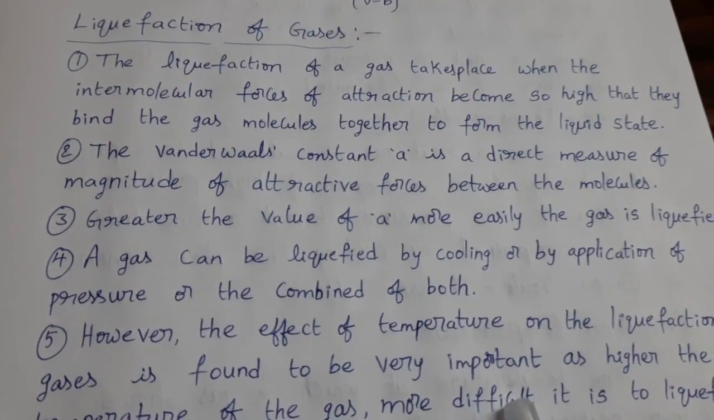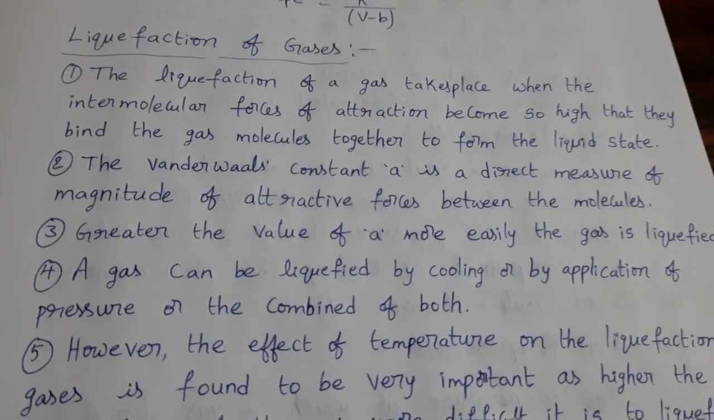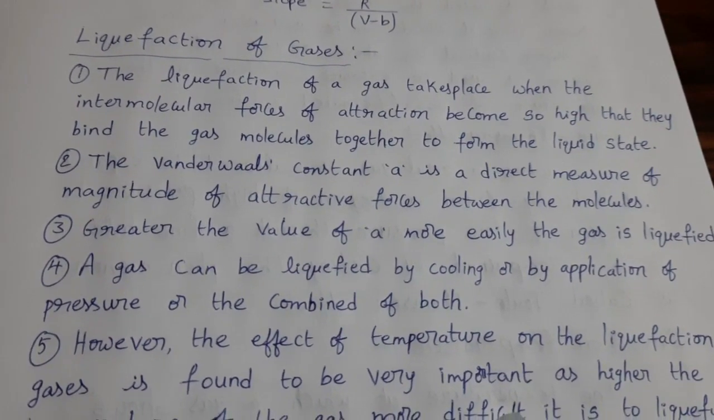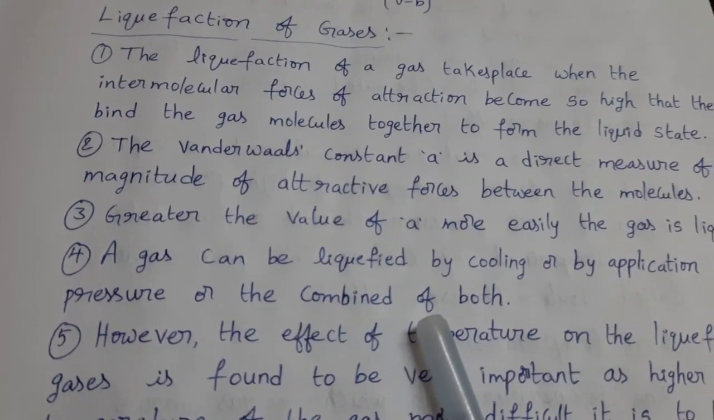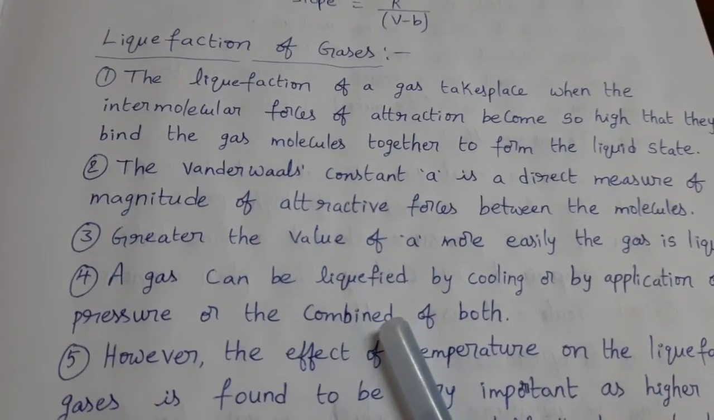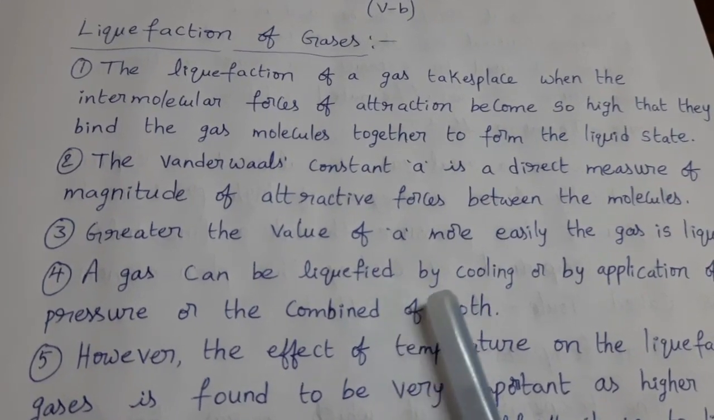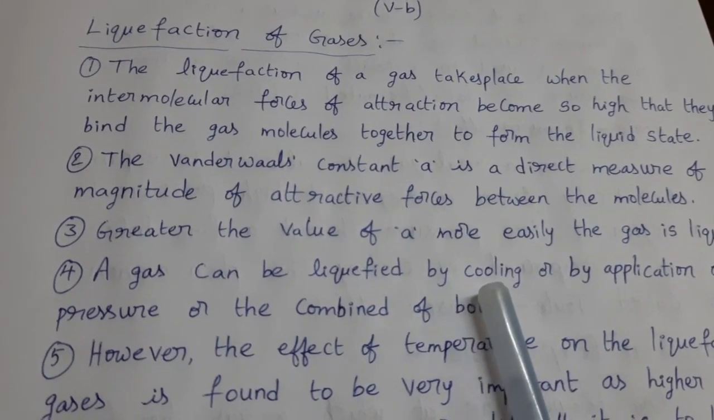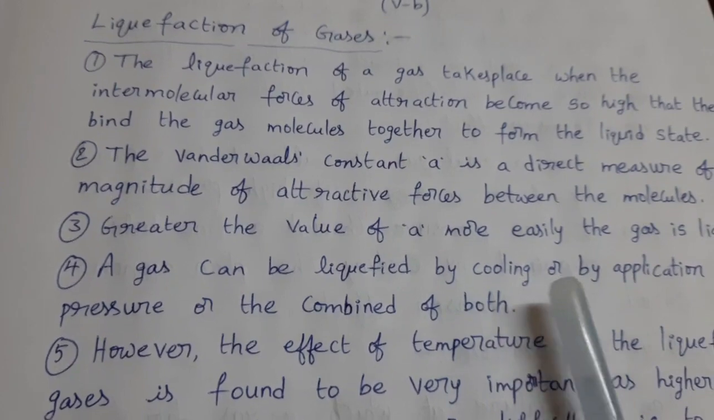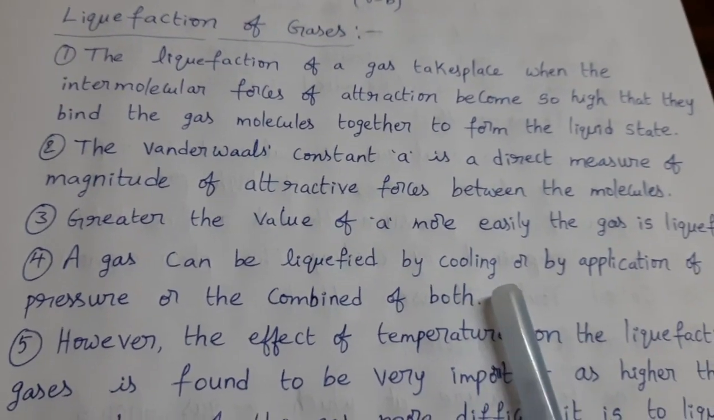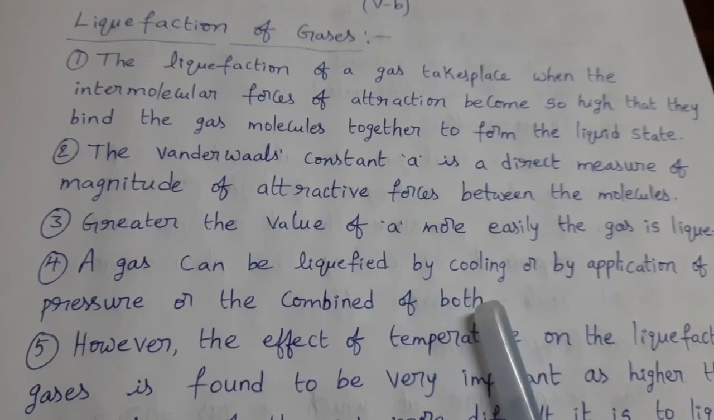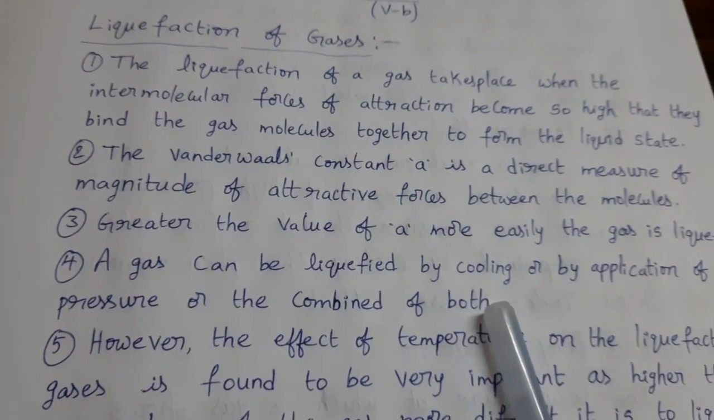A gas can be liquefied by cooling or by application of pressure or the combination of both. If we want to convert a gas into liquid, what should we do? We should cool it. That means we should decrease its temperature, or we should apply more pressure. Otherwise, both. By decreasing temperature and by increasing pressure, we can convert a gas into liquid.